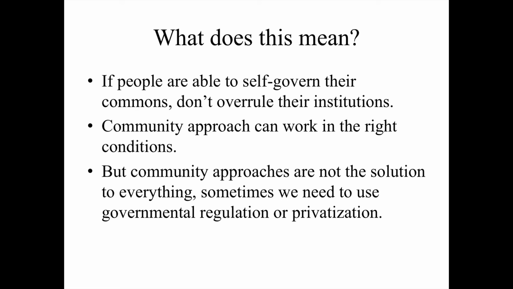What is the implication of finding that people can govern shared resources in a sustainable way? Well, if there is a group of people that is able to self-govern their commons, don't overrule their institutions. They may have developed some effective solutions which may not be in line with governmental regulations, but that doesn't mean that we need to get rid of those traditional solutions. A community approach can work in the right conditions, but that doesn't mean that community approaches are the solution to everything. Sometimes we need to use governmental regulation or privatization. So the big question is, what are the right conditions in which self-governance may work?